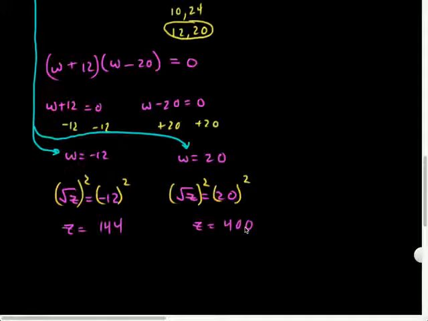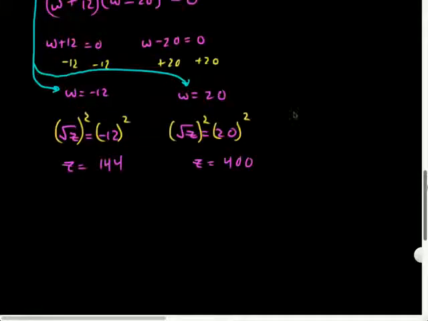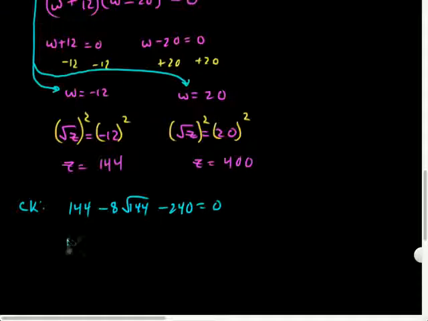Now, if I do a check back in the original problem, we might see a mistake here. Let's do a quick check. Let's check 144. So that would be 144 minus 8 times the square root of 144, minus 240 equals 0, I believe. So 144 minus 8 times, what's the square root of 144? That's 12, friends.